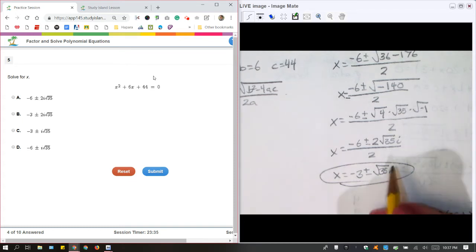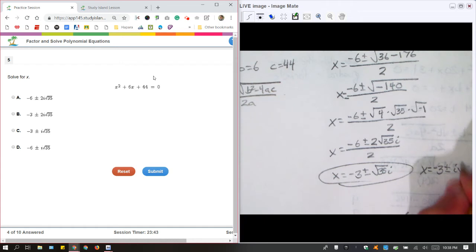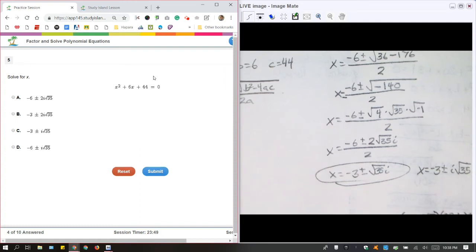If you have the square root of 35 times i, it can also be written, and probably should be written, as i times the square root of 35. It just makes it a little bit easier to read, putting the i in front of the square root symbol so that there's no confusion if the i is under the square root symbol or not, like square root of i, which is not something you would have, but you get my point. So -3 plus or minus i times the square root of 35 is that one there.